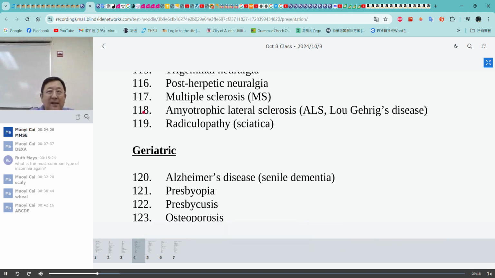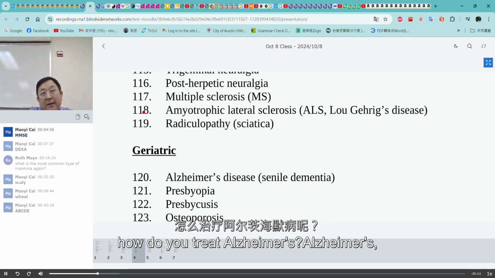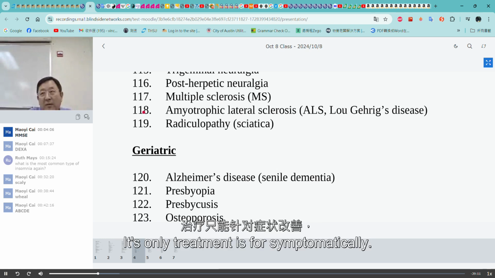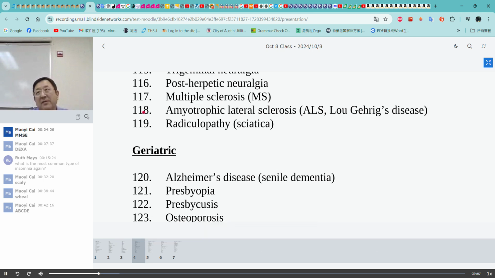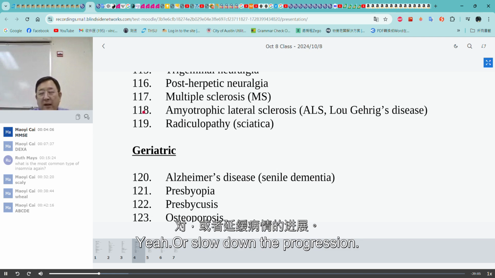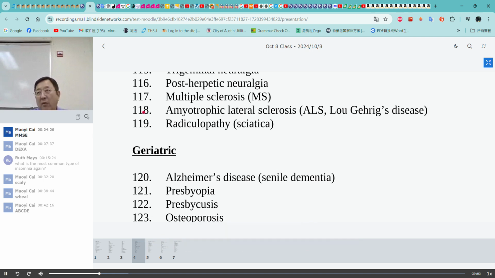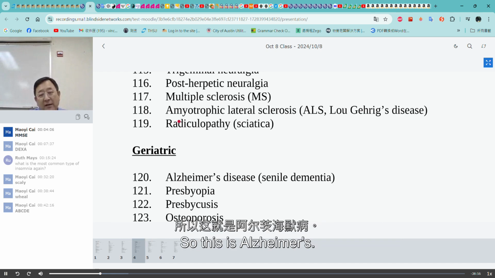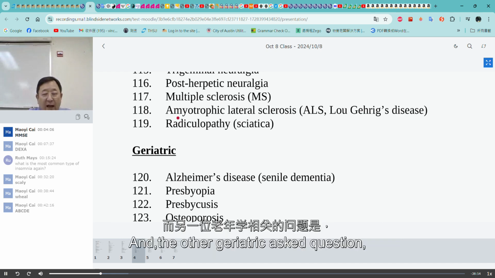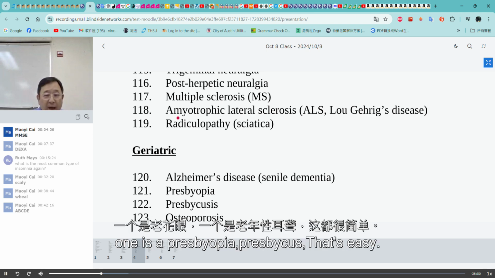We'll talk about that. So how do you treat Alzheimer's? Alzheimer's cannot be reversed. Its only treatment is symptomatic, to help relieve some of the symptoms, or slow down the progression. Okay? Memory loss, cognitive function impairment, right? So this is Alzheimer's.